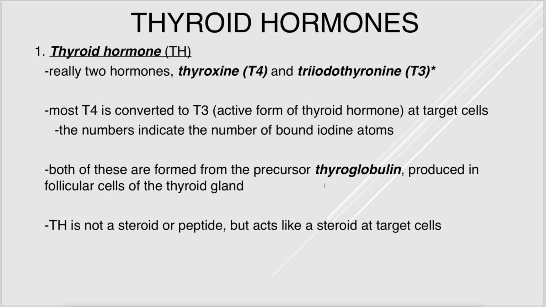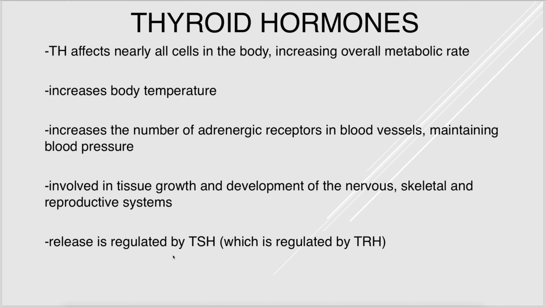Now, this point about thyroglobulin and the follicular cells, I don't really care that you know that. It's not that important. Interesting little tidbit. Thyroid hormone is not a steroid or a peptide structurally, but it acts like a steroid at its target cells. As far as the function, its main function is to increase overall metabolic rate. It affects mostly every cell in the body. It's going to increase body temperature. Those are the big ones I want you to be familiar with. Of course, the release is regulated by thyroid stimulating hormone, which is regulated by TRH from the hypothalamus.